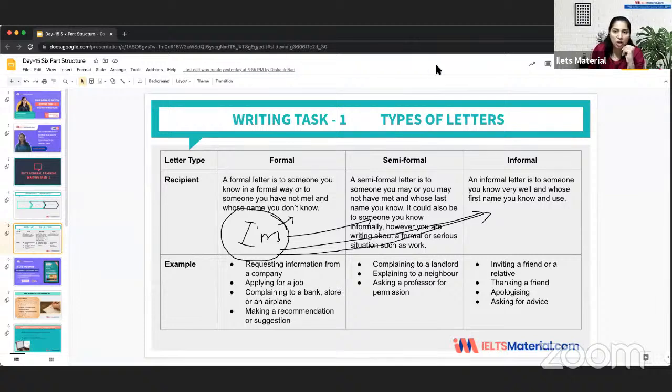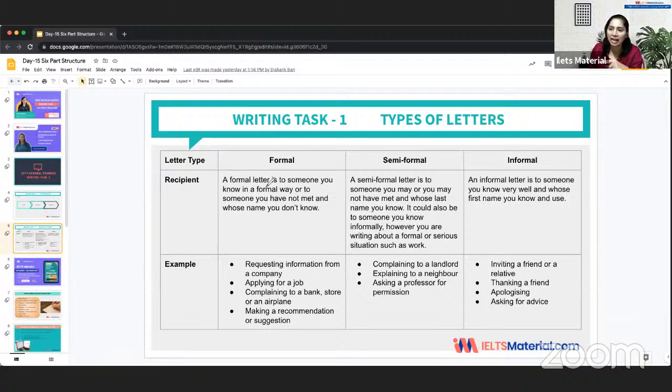Okay, coming back to the presentation, I would suggest not to use any slang language in any of the letters. You can use contractions in informal letters, but you cannot use contractions in formal and semi-formal letters. A formal letter is to someone you have not met and whose name you do not know. The examples can be requesting information from a company, applying for a job, or complaining to a bank, store, or airline. These are just examples.